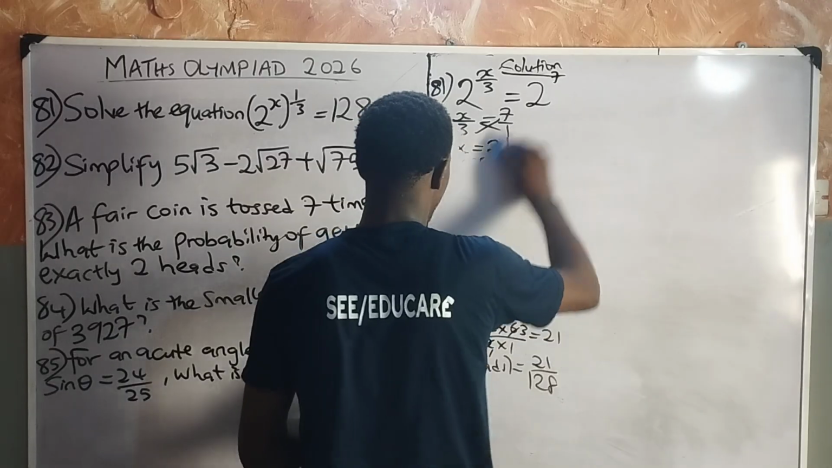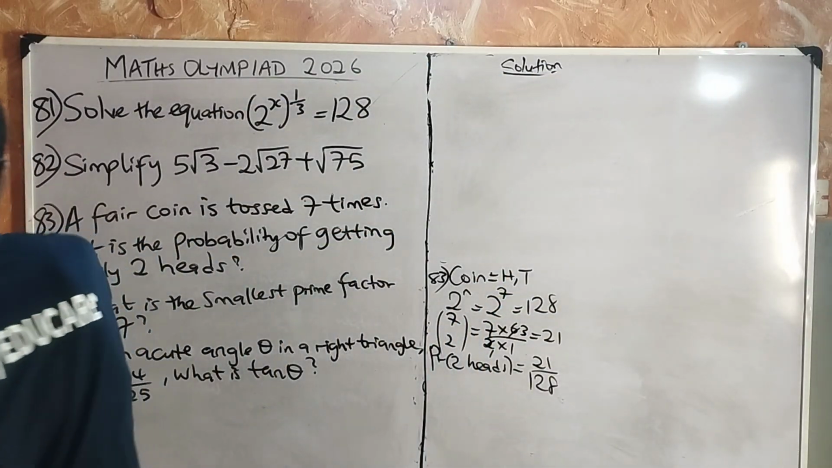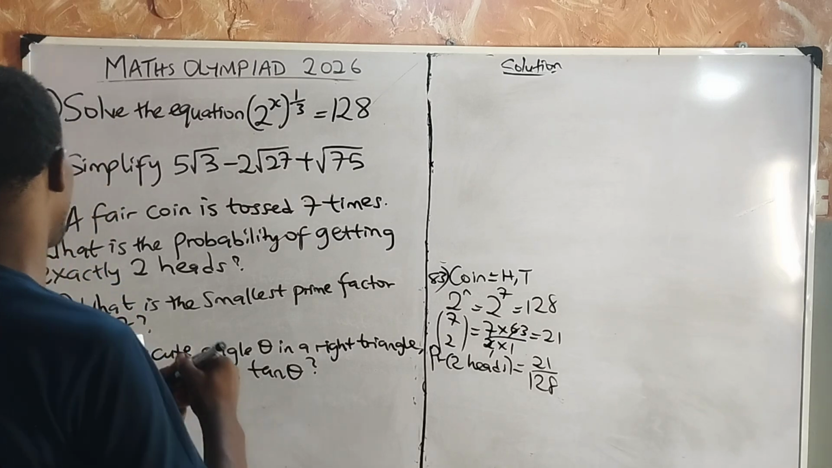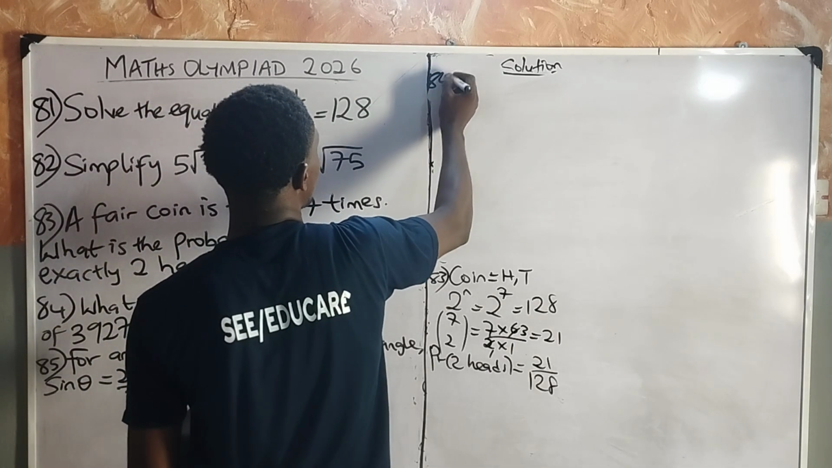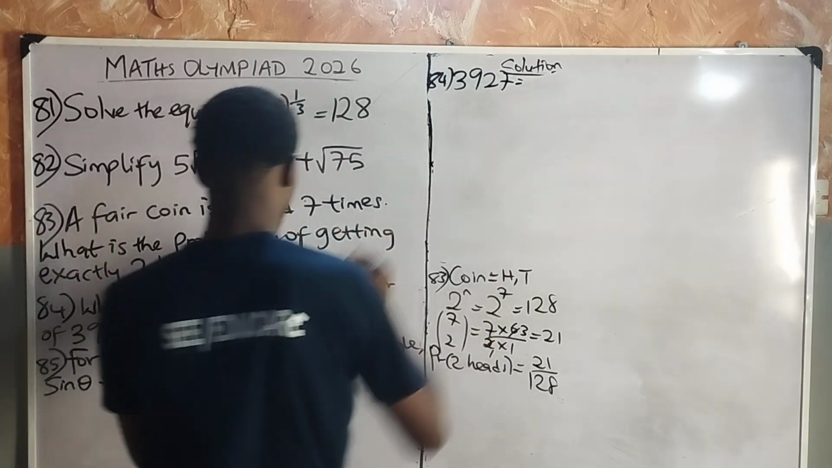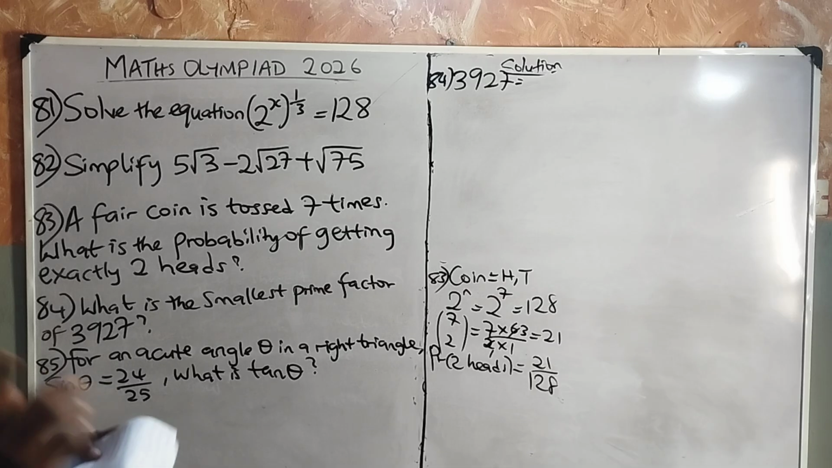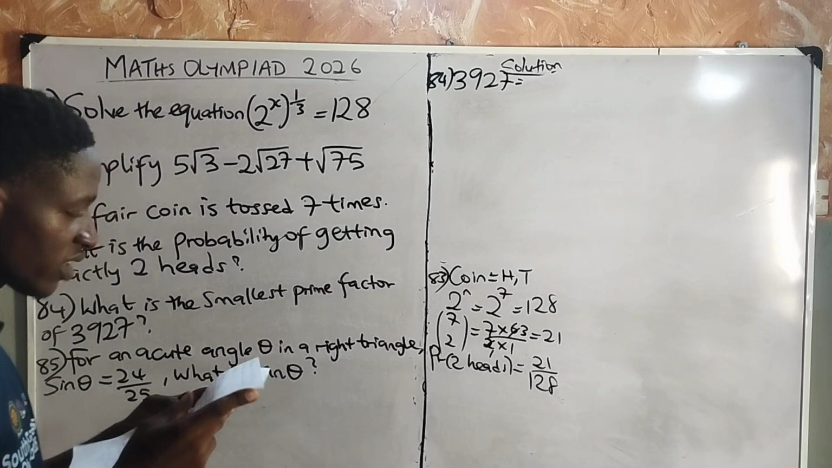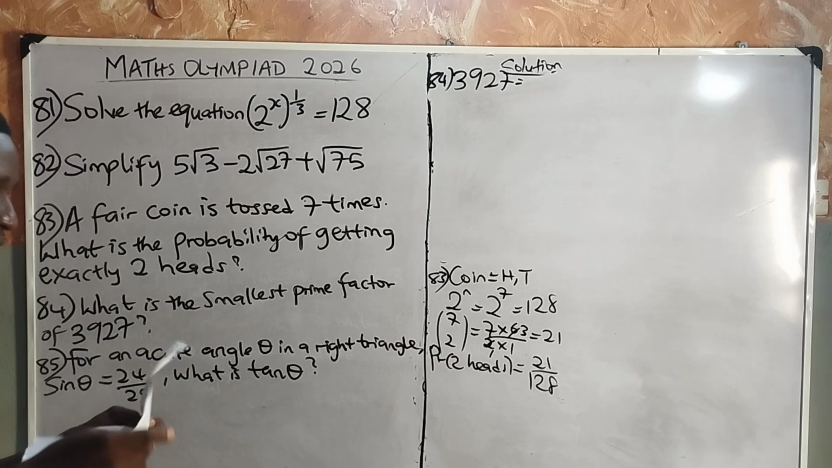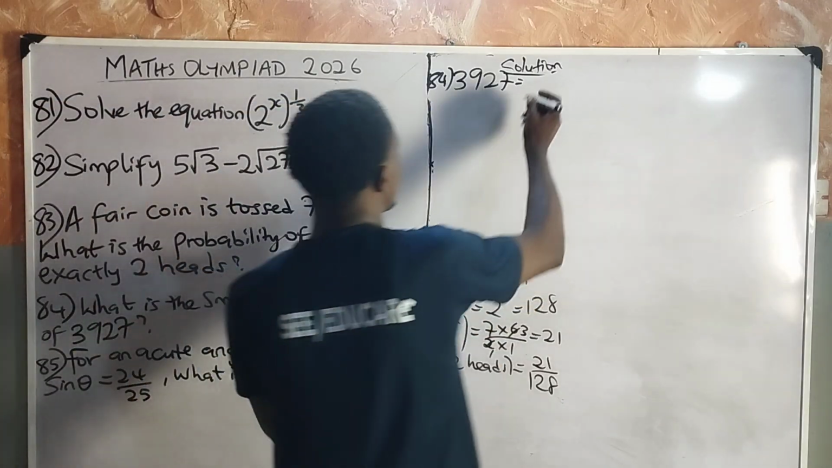We go to number 84. Number 84. What is the smallest prime factor of 3927? So if you check this, a prime factor has 2 factors, itself and 1. From what is given here, we have 3 as one of the options. So the smallest number that can go into this is 3. So the answer is 3.